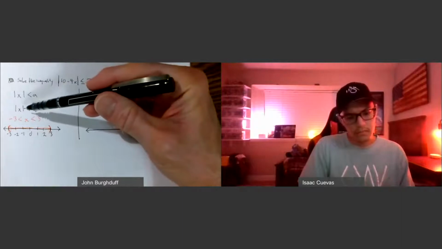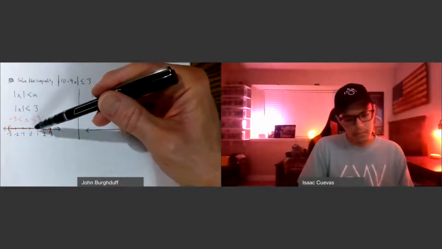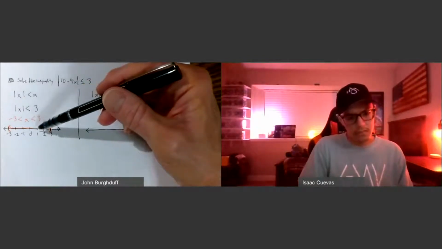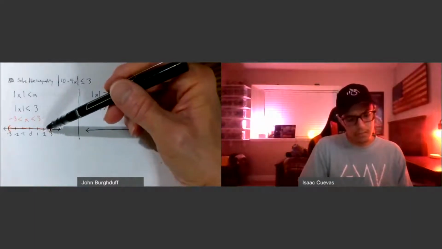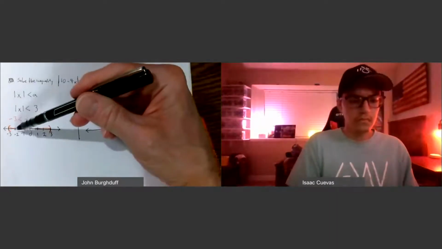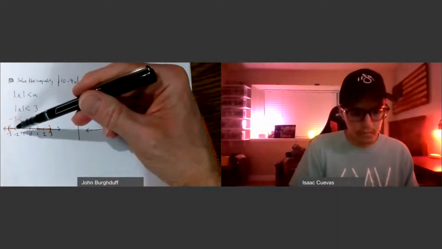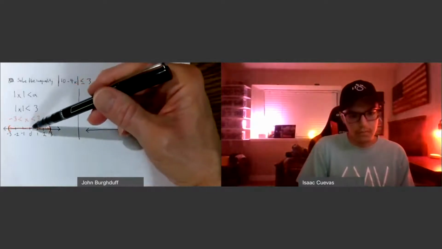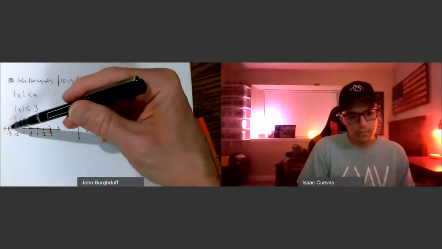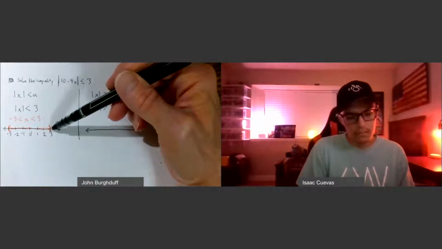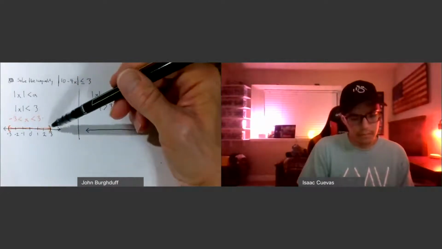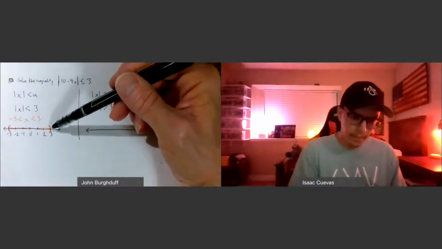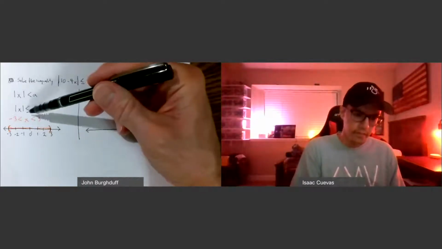Absolute value can be thought of as just the distance between the number and 0, how many units away it is. So 2 has an absolute value of 2. It's 2 units away from 0. Negative 2 has an absolute value of 2 also. It's also 2 units from 0. So any number between negative 3 and 3 would have an absolute value that's less than 3. Not 3 itself, because the absolute value of 3 would be 3, and this is less than but not equal to.